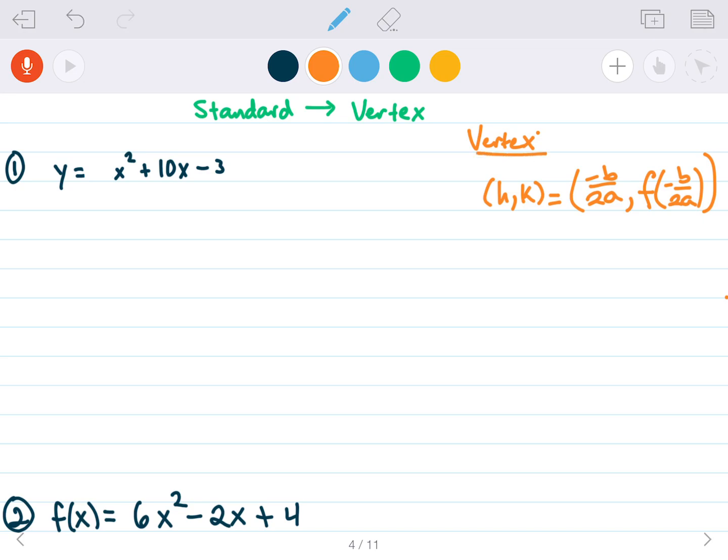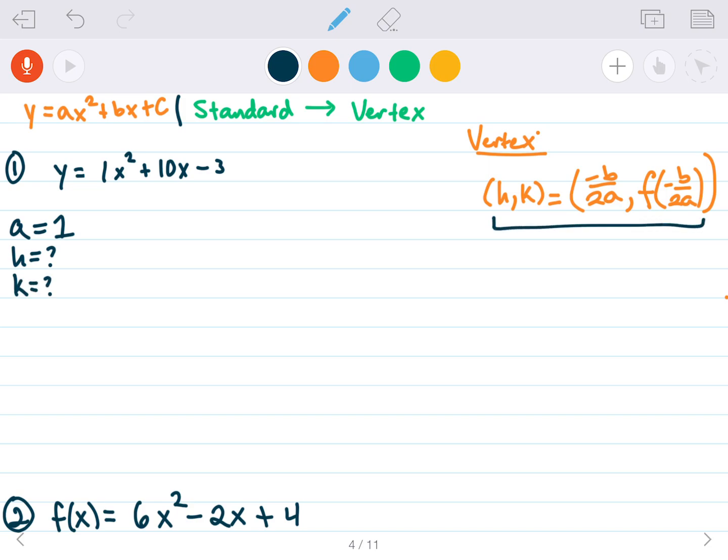So let's do some practice with this. First, number 1, we are in standard form, right? We're in y equals ax squared plus bx plus c. And to find the vertex, well, first of all, you need two things for vertex form. You need h and k. In our case, a is going to be 1 because the a in vertex form is the same a in standard form. So a is going to be 1, and the question is, what is h and what is k? All right. So we're going to just use this formula to find h and k.